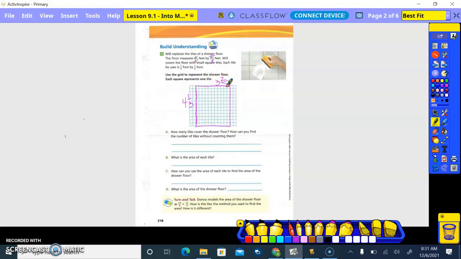Okay. So how many tiles cover the shower floor? How can you find the total number of tiles without counting them? So what did we say this was over here? How many total tiles? 13, right? Okay, so this is 13/3, right? Okay, and this is what? 11/3, right? So what's 13 times 11?